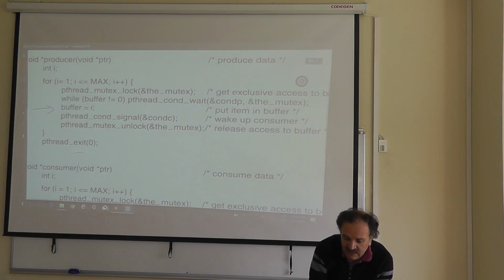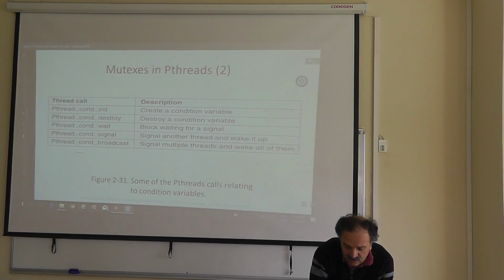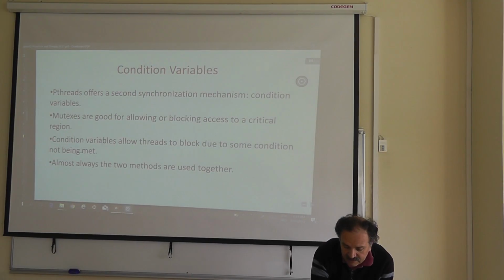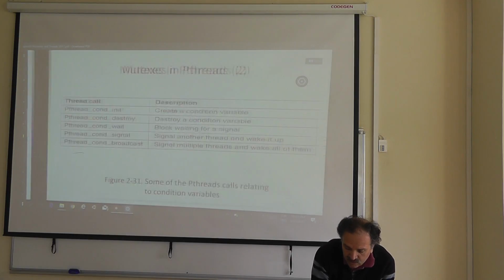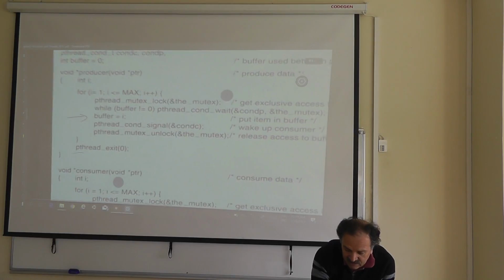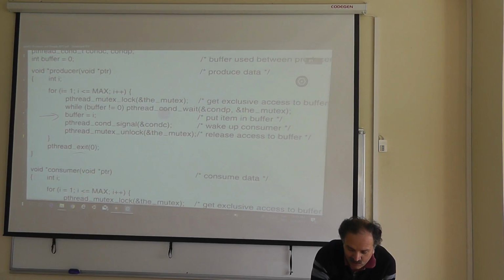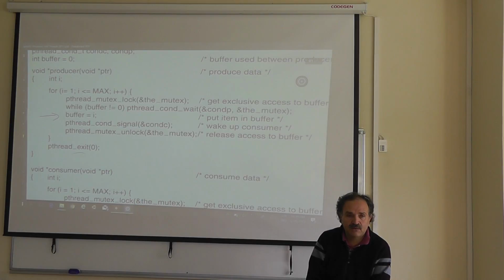That's why we said that these 2 methods, condition variables and mutexes, are almost always used together. That's why, without the mutex, you cannot call this Pthread function, condition wait.